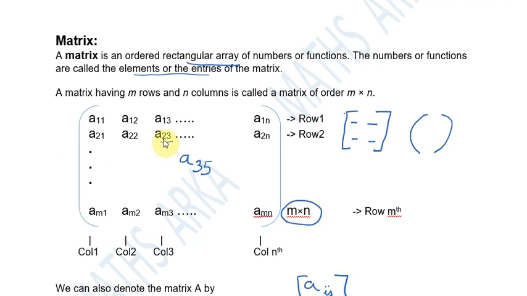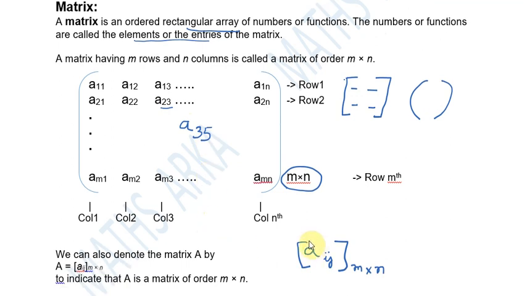The content of a matrix has a subscript and it has a significance. The first part of the subscript tells us the row number. The second part is the column number. So A23 means it is an element in the second row, third column. A35 means element in the third row, fifth column. The short notation is Aij m cross n.